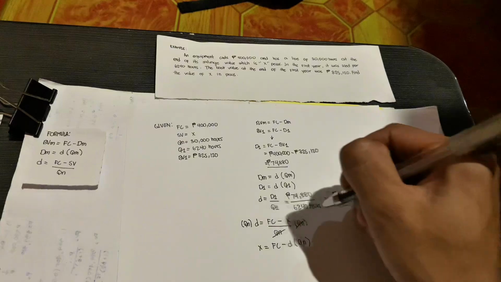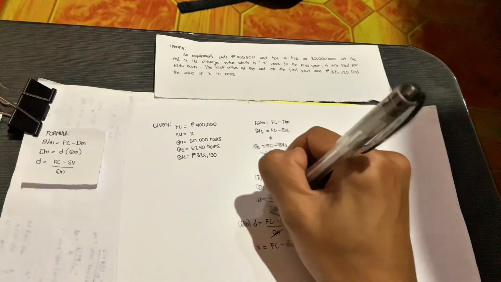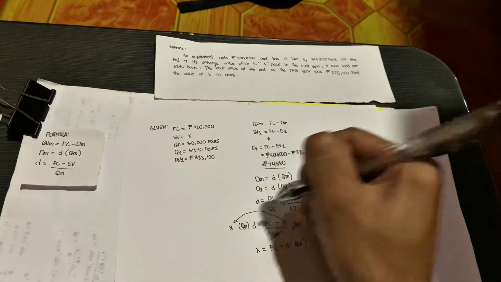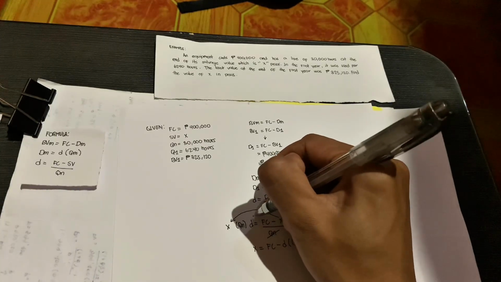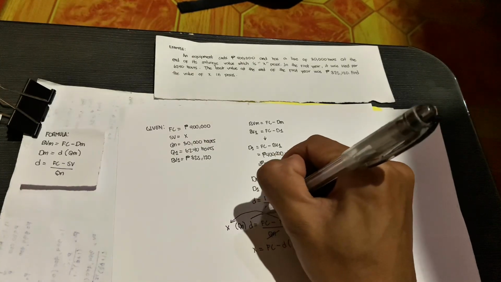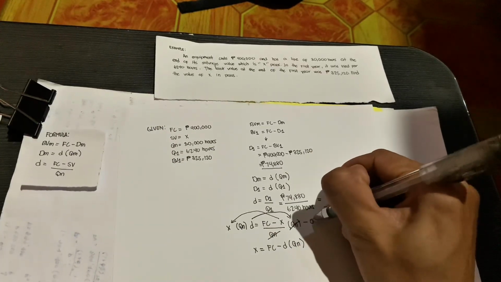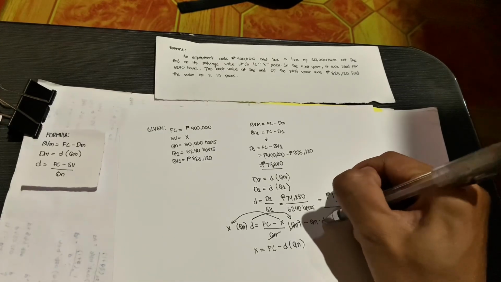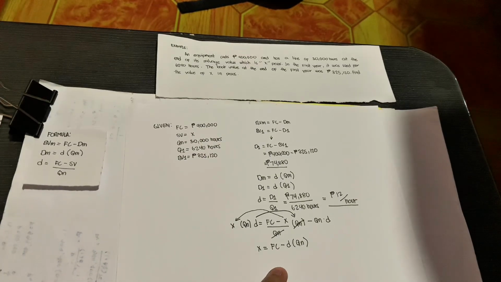The next is we transpose this to the other side, so it will become positive X. Then the Qn times the D will also be transposed to the other side, and this will become negative Qn times D. So that process leads to this formula.